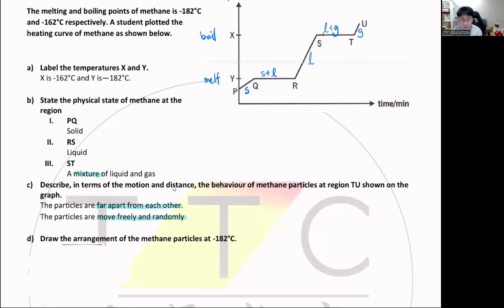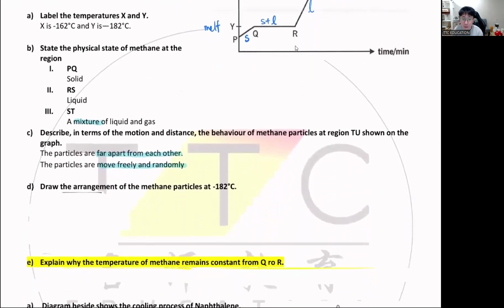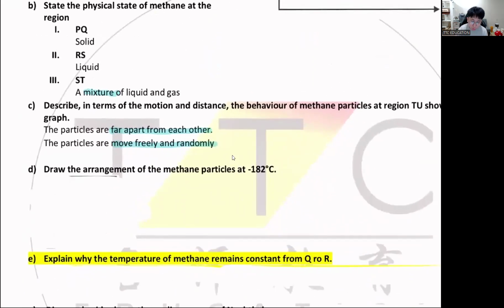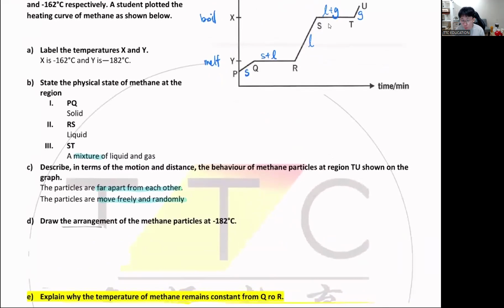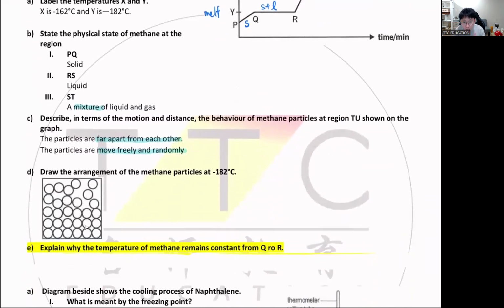Okay, moving on. Draw the arrangement of the methane at -182. Guys, -182 is the boiling, okay? So boiling, so you're supposed to draw a gas particle. But all is liquid and gas, so your drawing has to be half. A bit liquid, a bit gas. So you see my drawing, a bit liquid, a bit gas.